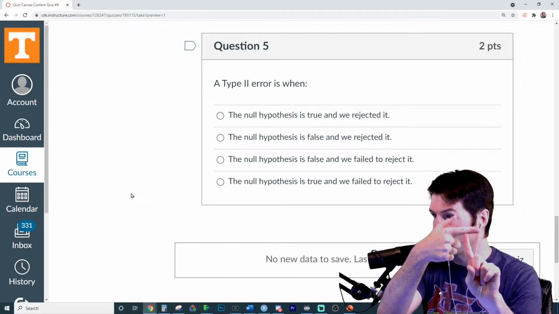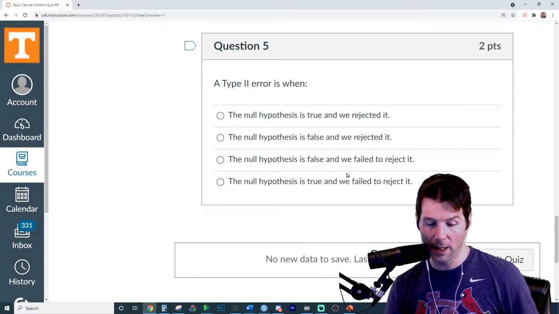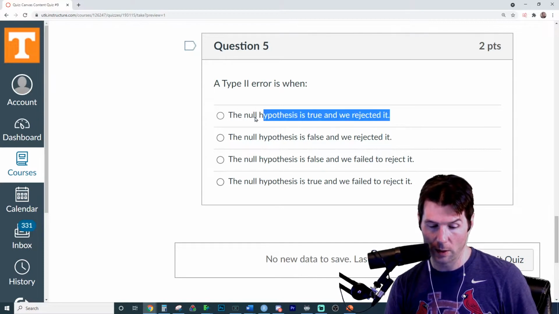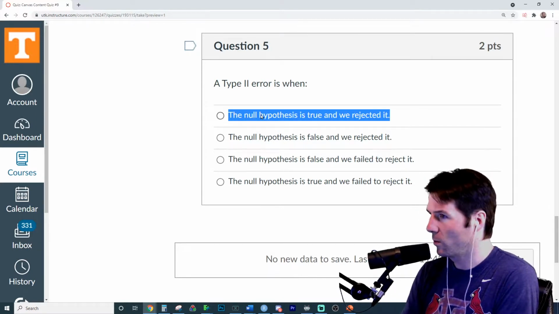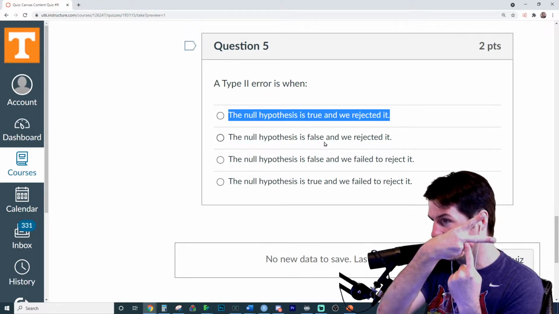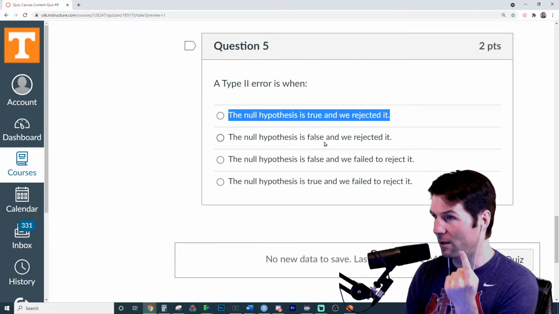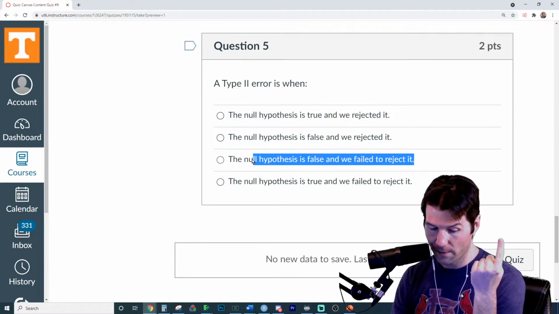But in a type 1 error, the null is true, and we reject it. That's a type 1 error, which we're not talking about right now. In a type 2 error, the null is what? And you'll see this a lot tomorrow. In a type 2 error, the null is false.